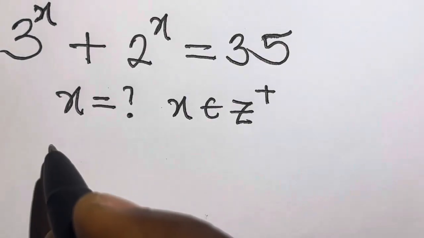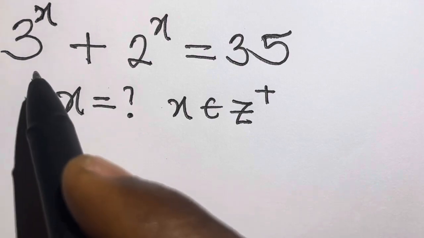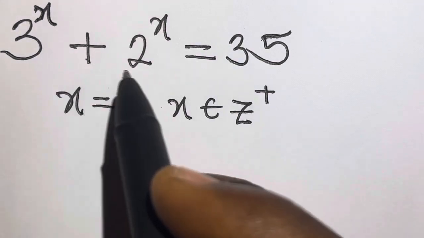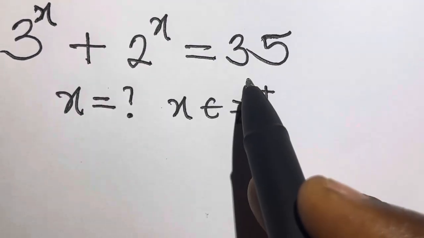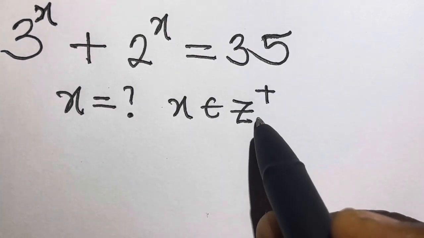Hi, welcome to MathMatrix. In this video, we want to solve for x in 3 raised to power x plus 2 raised to power x equals 35, where x belongs to a positive integer.